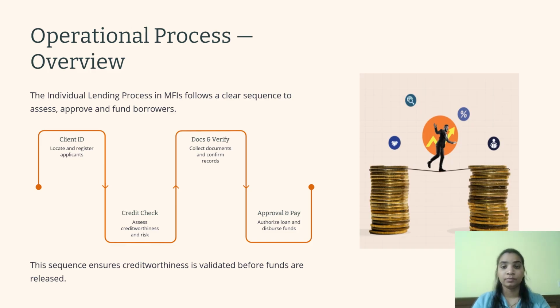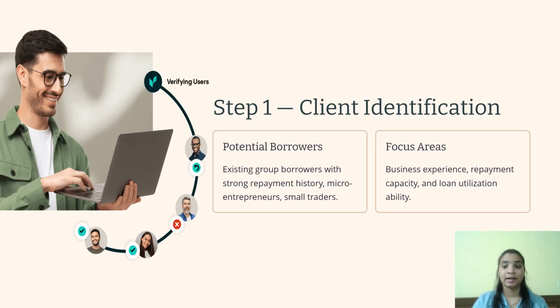So this was the overview of the operational process, how it works. This is a sequence and it is validated before funds are released. So moving to the next slide, I will talk about it step by step. There are a total of 4 steps. I will be talking in this slide about step one, which is client identification.